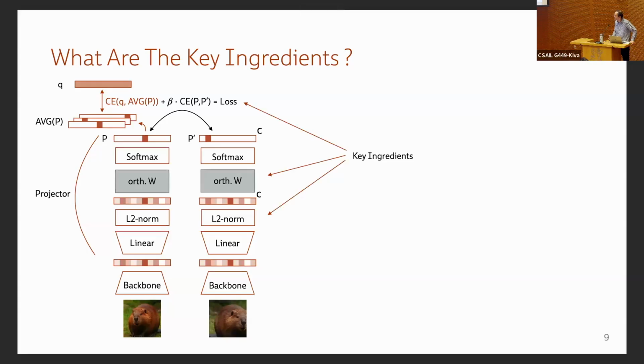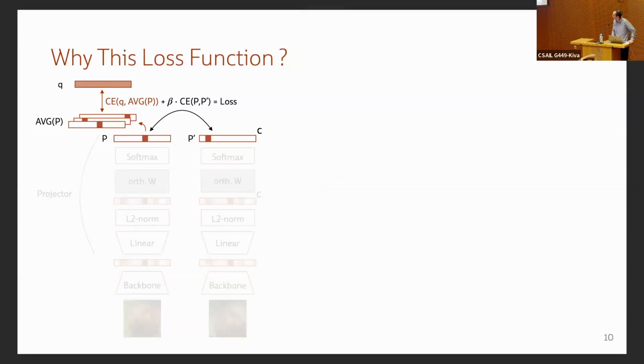The key ingredients of this full pipeline are the loss, the orthogonality, the fact that these vectors are frozen, and the fact that we have normalization in the first layer of the projector. Now, let's understand why we are choosing these things.